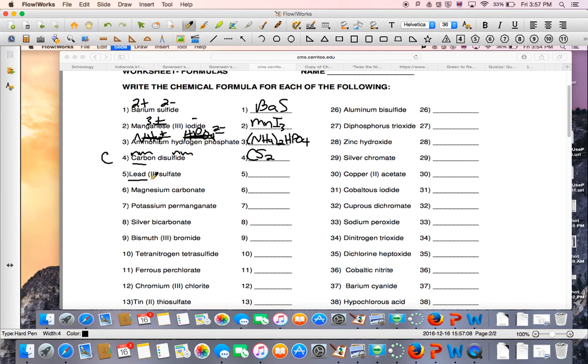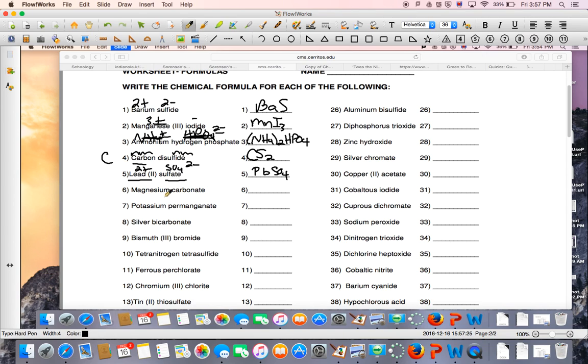Next one, okay, lead 2 sulfate. So lead is a 2 positive. Sulfate is SO4 2 negative. So I'm giving 2, I'm taking 2. It's PbSO4. Because there was 2 given, 2 taken, you just write everything back in.